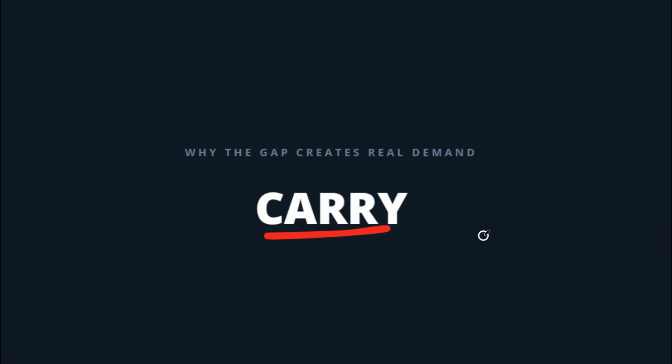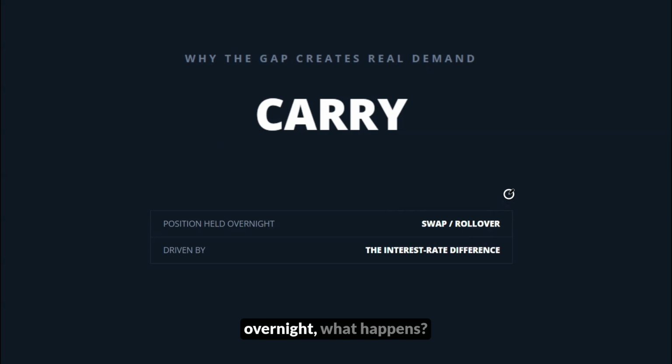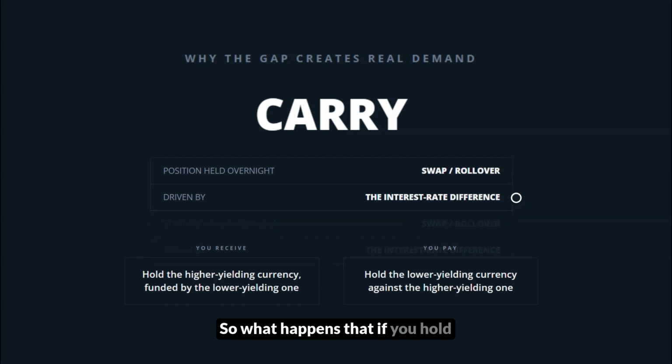The answer: carry. When you hold a position overnight, what happens? Your broker may pay or charge an amount often called a swap, a rollover fee. I'll call it a swap. That amount is connected to the interest rate difference between the two currencies. Now, some brokers adjust it a little bit for their own costs, but if you're with a reputable broker, most of the time that's going to be the exact interest rate differential. So if you hold the higher yielding currency and fund the position with the lower yielding currency, you're going to receive a positive swap.